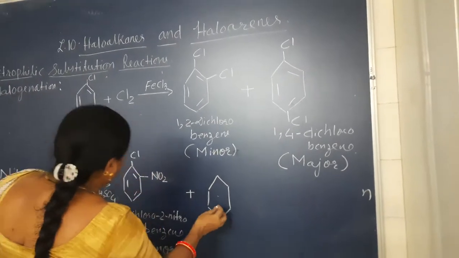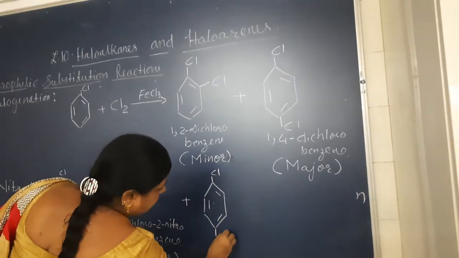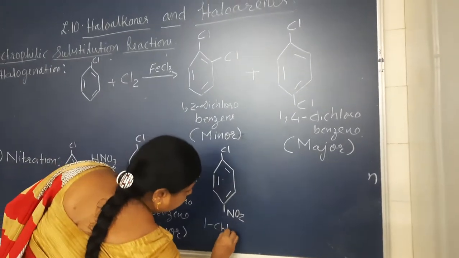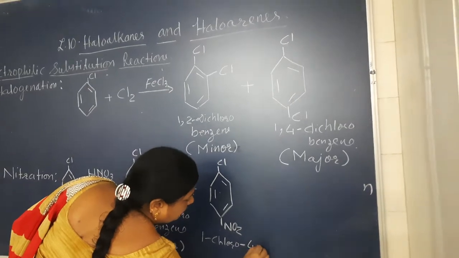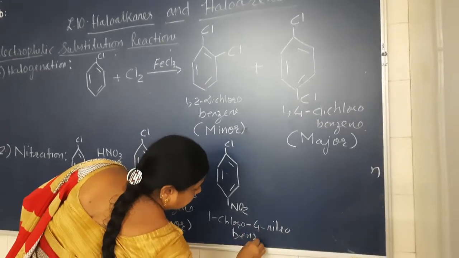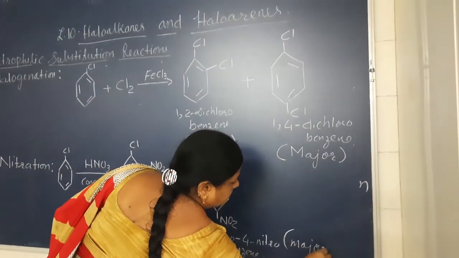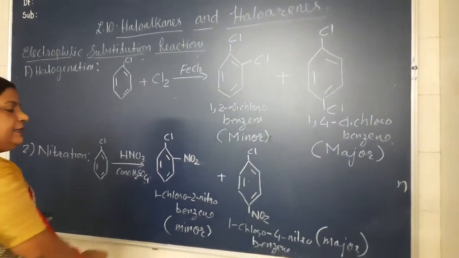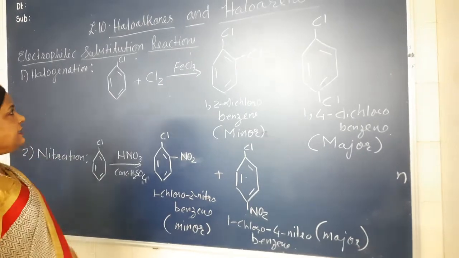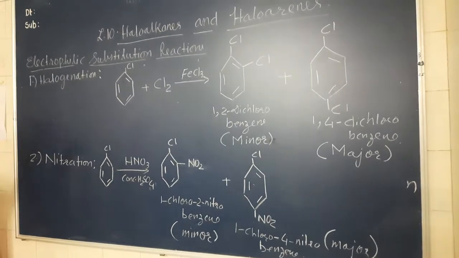Any guesses what the next compound will be? Yes, no need to guess. It is 1-chloro-4-nitrobenzene. This is the major product. This will be the minor product and this will be the major product. 1-chloro-2-nitrobenzene and 1-chloro-4-nitrobenzene. The next reaction which I am going to show you is the sulfonation reaction. Let me rub the board. Sulfonation reaction.